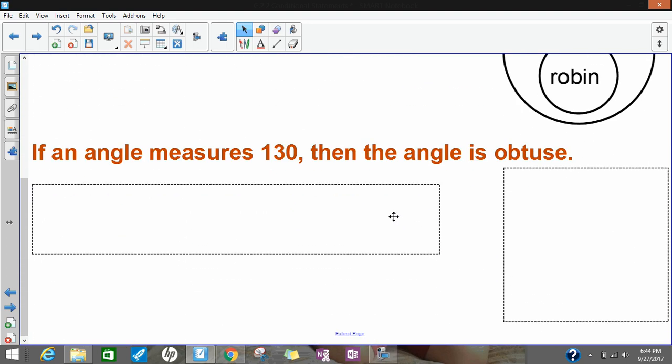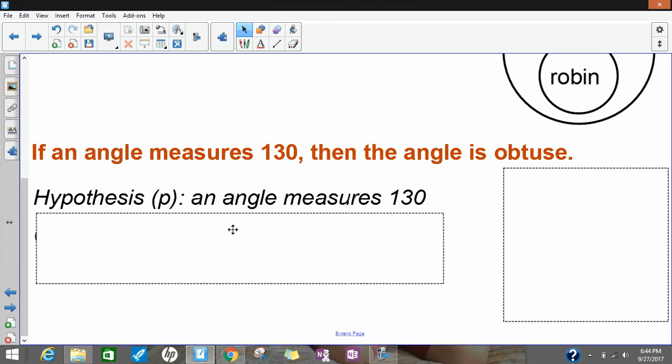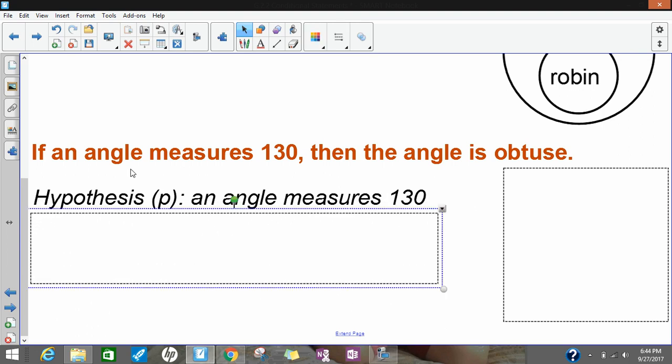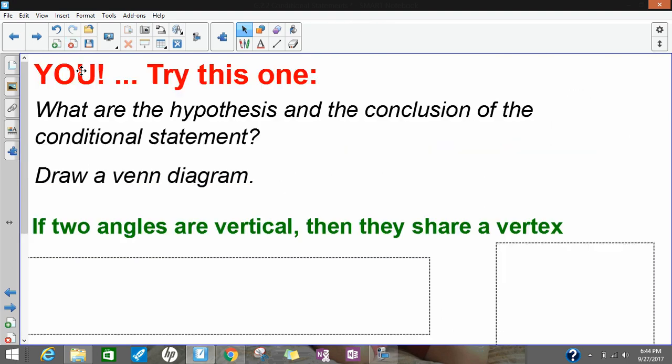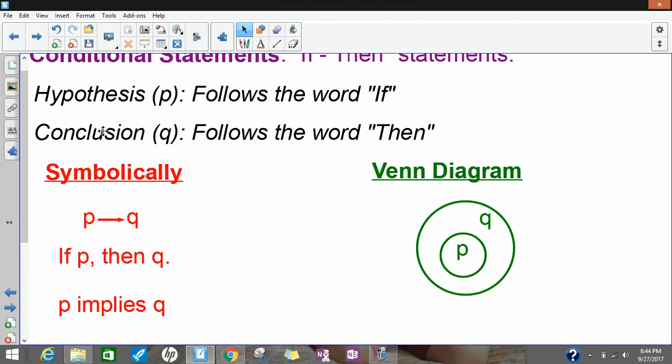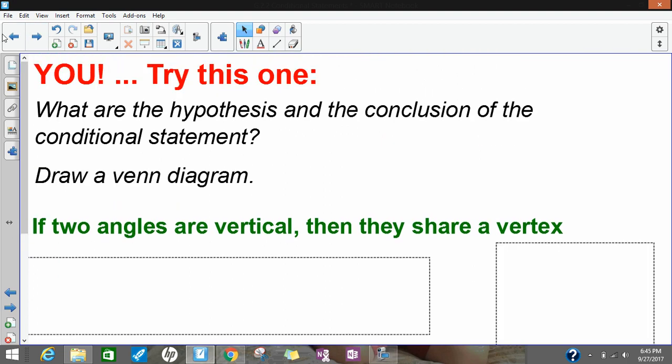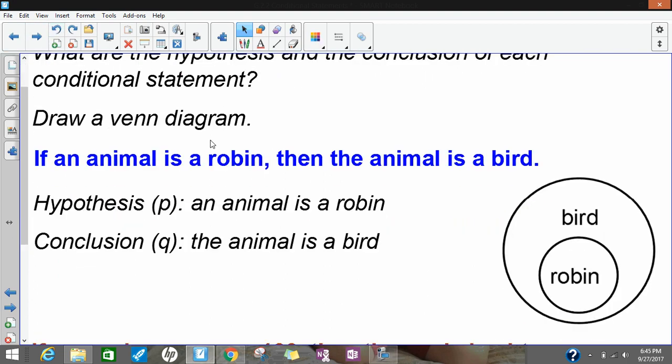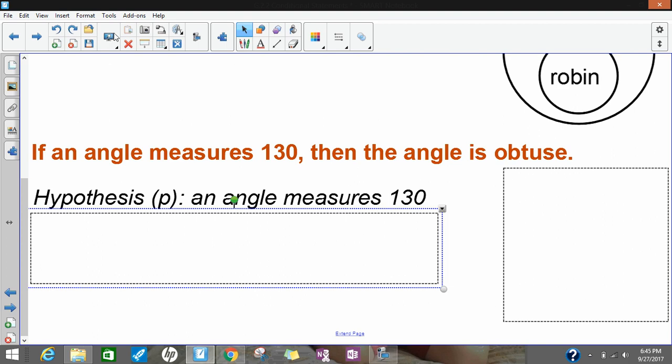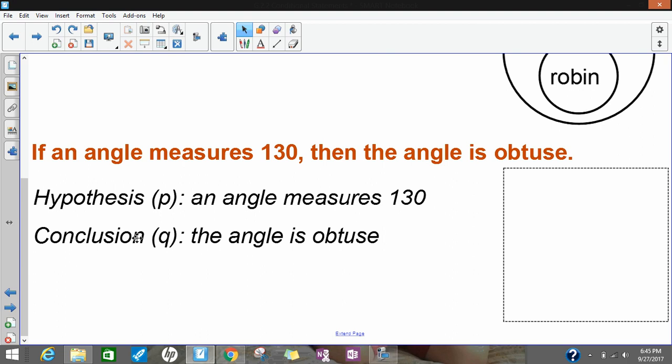Let's do one more closely related to geometry. Here, the words after the word if are going to be my hypothesis. So an angle measures 130. That's my hypothesis P. The words after then are my conclusion. The angle is obtuse. Oops, sorry about that. I accidentally deleted the page. Sorry, guys. So there it is. The conclusion Q is the angle is obtuse.